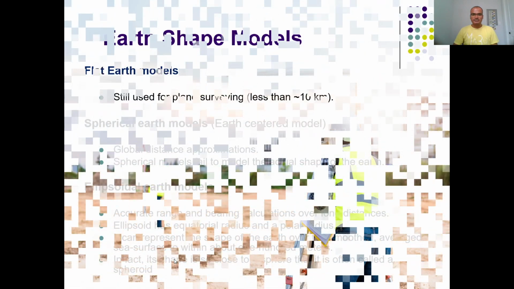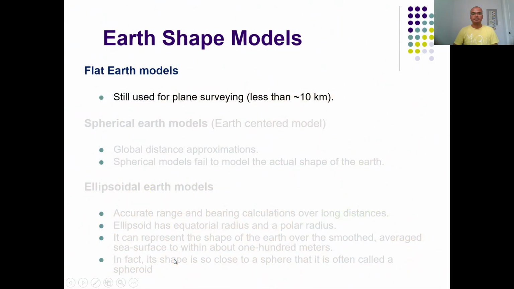These coordinate systems depend on the models of the Earth. The Earth can be modeled as flat, as spherical, or as an ellipsoid. So first we will discuss each one of these and its importance, and then we will go to other characteristics of Earth-shape models and coordinate systems.